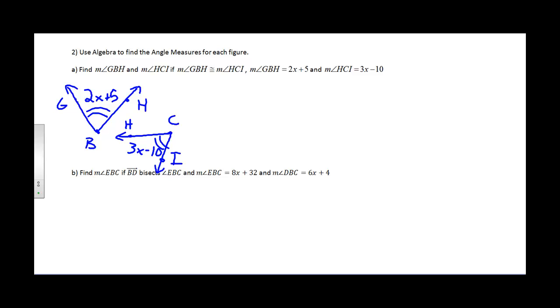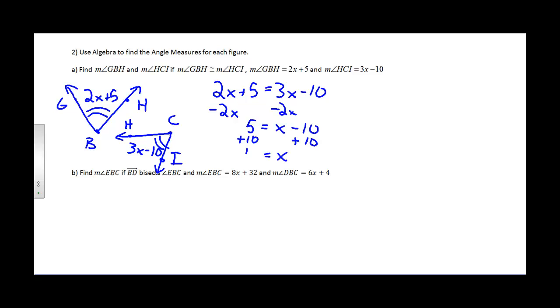Now that I have my angles, them being congruent means they have the same measure. So if they have the same measure, I can set them equal to each other. If they're equal to each other, I just have an algebra equation now to solve. So I'll solve the equation by subtracting my 2x from both sides. Then I'm going to add 10 to solve for x.